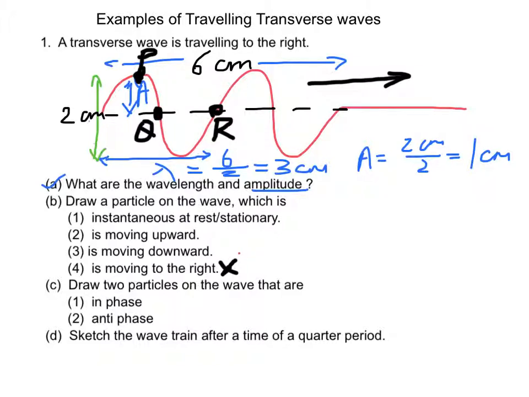For part C, the particles that are moving in phase are particle Q and particle X. Q and X. While the particles that are moving anti-phase are Q and R. These two particles, Q and R.